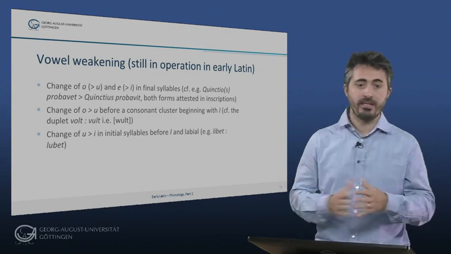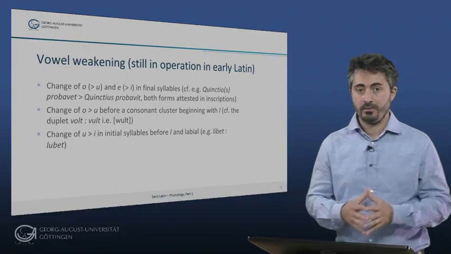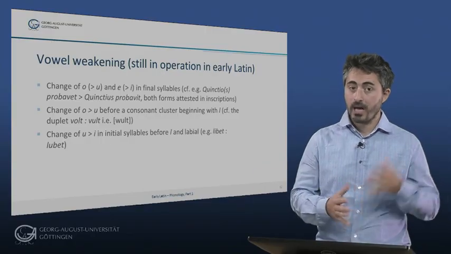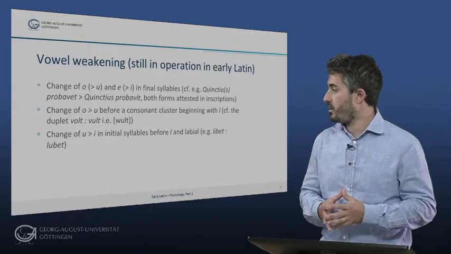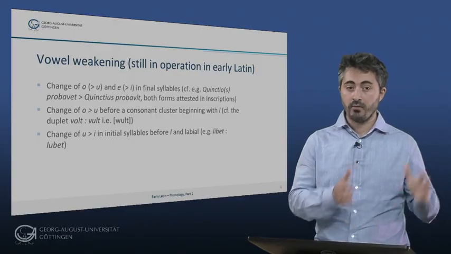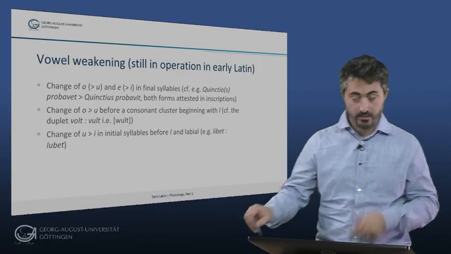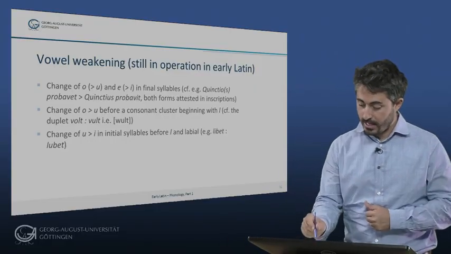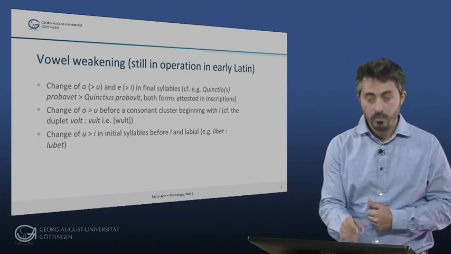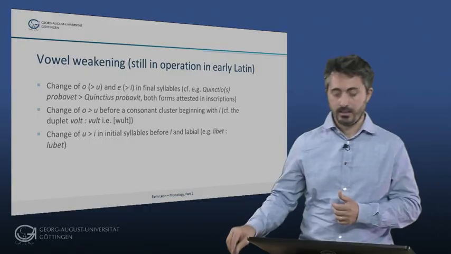The whole history of prehistoric Latin language is characterized by a process of vowel weakening related to tonic factors. Many of these phenomena were completed before the early period, but others are still in operation and produced optional variants. Among these I can refer in particular, number 1, to the closure of O into U and of E into I in final syllables. For instance, if you remember the description from the rostrum had Quintio probavit, but the spelling with U, Quintus, and I, probavit, is also attested in later early inscriptions.